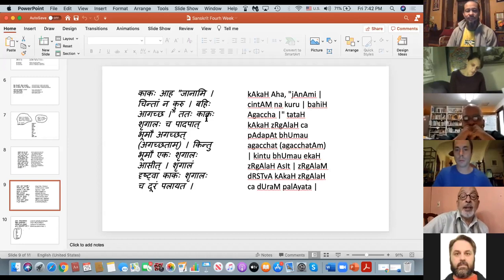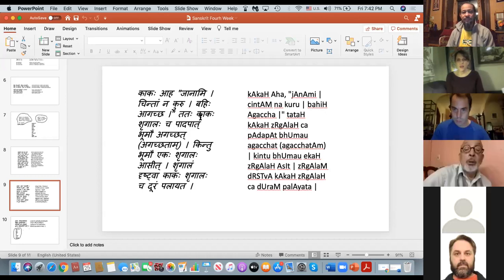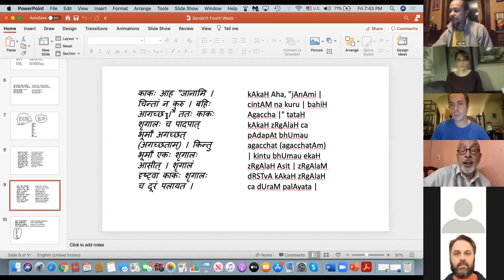Read this second sentence for me. Bahi agacha. Yeah. Agacha, come. Gacha means go. Agacha, come. Bahi, outside. Agacha, come. That owl staying in the cavity of the tree, right? So the crow said that bahi agacha, come out. Come outside. Okay. And then tataha, read for me.